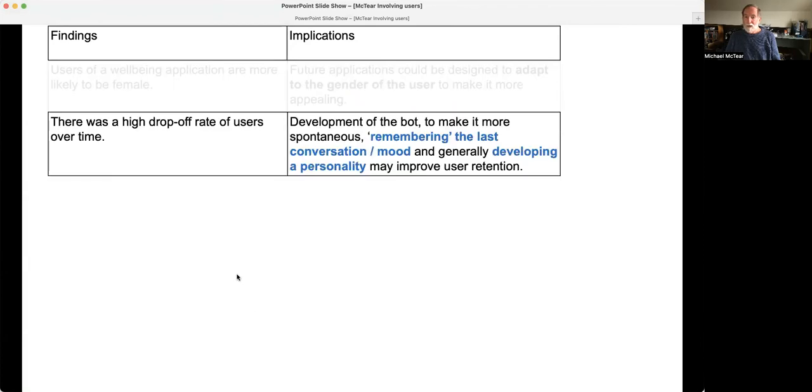Another comment was that there was a high drop-off rate, and that one of the things that could mitigate that might be that the system might be more spontaneous and be able to remember the last conversation and mood, and generally develop a personality. So again, there's quite a lot that would be involved in that. First of all, being able to remember previous conversations and aspects of those. That actually conflicted to some extent with users who wanted to maintain privacy and protection of their data. And the idea of developing personality, of course, would also be more difficult to maintain as well.